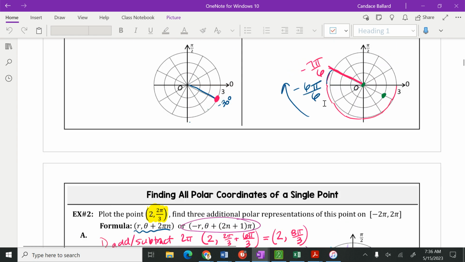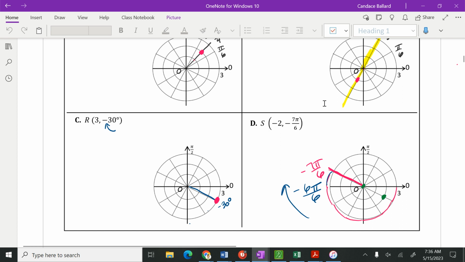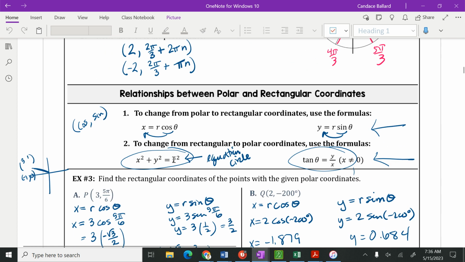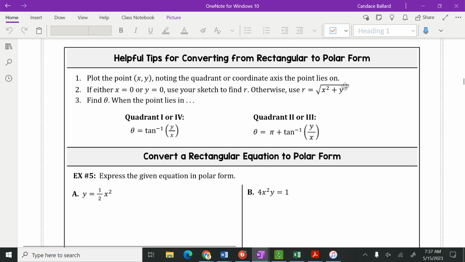Last week we talked about it being, where did it go? It was on there somewhere. Oh, right here. It was x squared plus y squared equals r squared. All I did was take the square root of both sides and solve for r, right? So that's all that this is. It's a repeat of what we had last week.